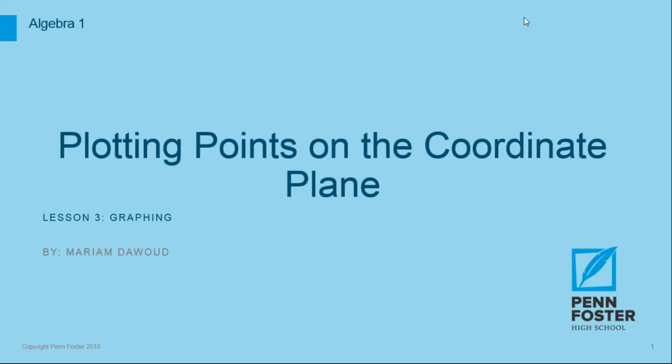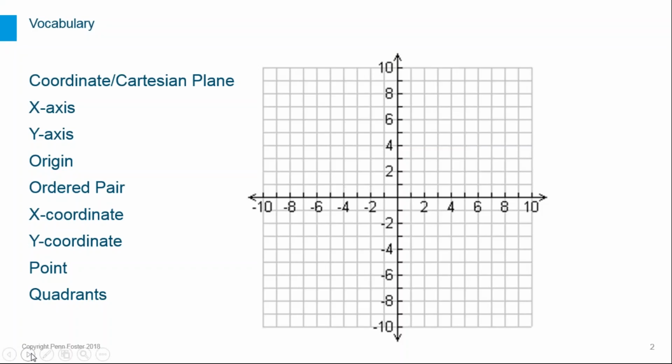Hello everyone, in this video we will learn how to plot points on the coordinate plane. The coordinate plane is simply a space that you see with grids. This plane we call the coordinate or Cartesian plane. And as you see, we have two axes on that plane. We have the y-axis and the x-axis.